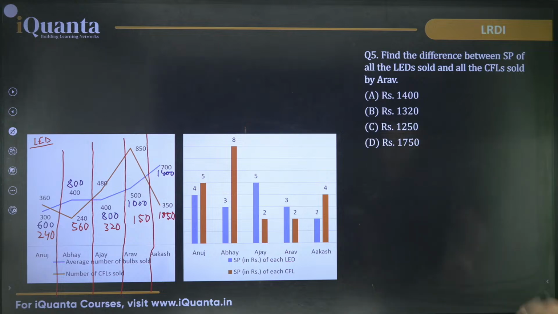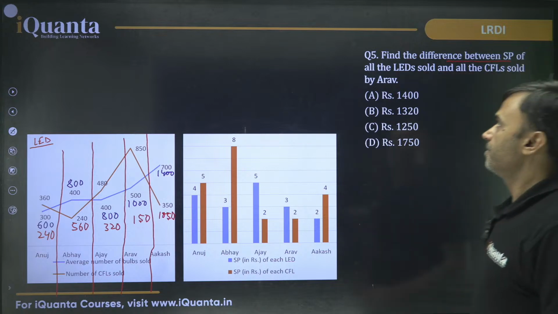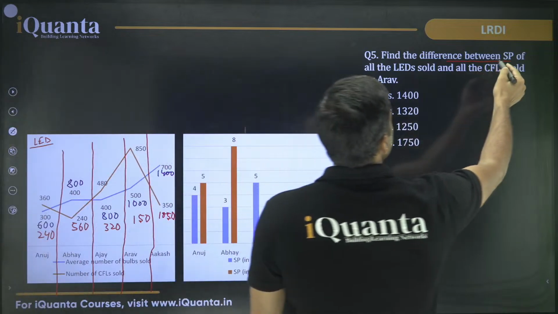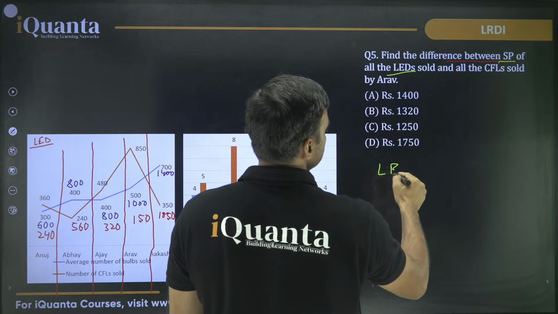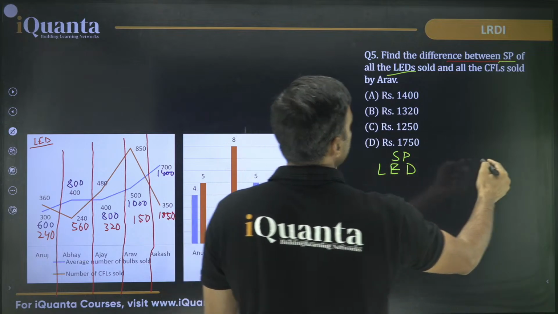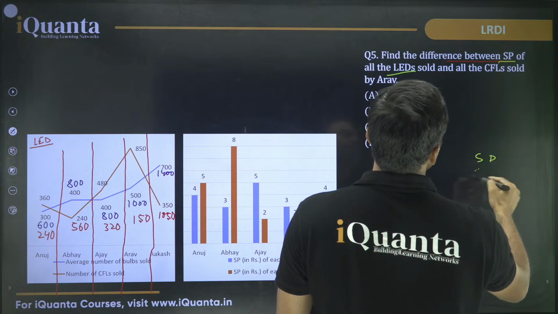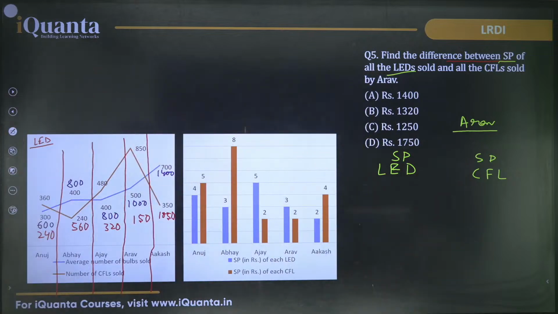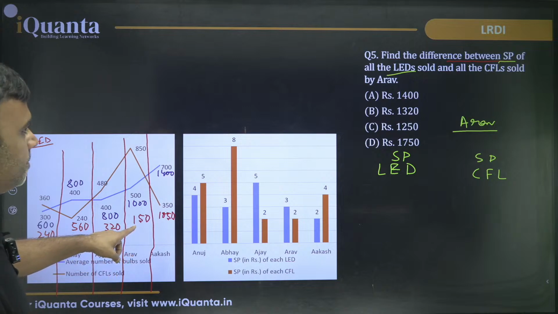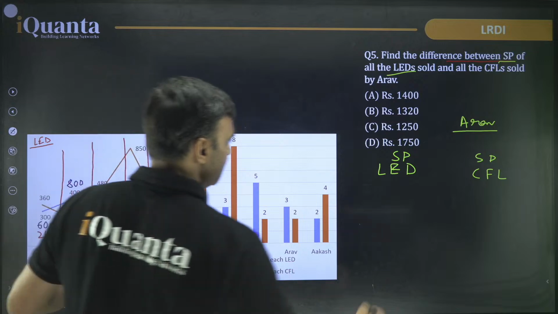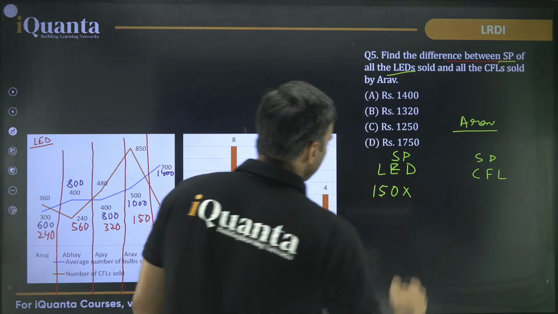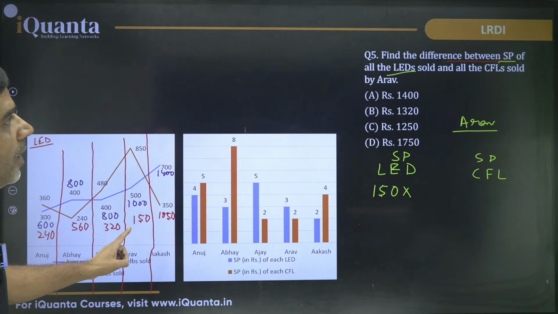Okay. This question: find the difference between selling price of all the LEDs sold and selling price of CFL, and it is for RF. So you can see it is a direct question. Just go to the graph, identify RF. RF is this one. Number of LEDs is 150, okay. So 150 into what is the selling price of LED for RF.